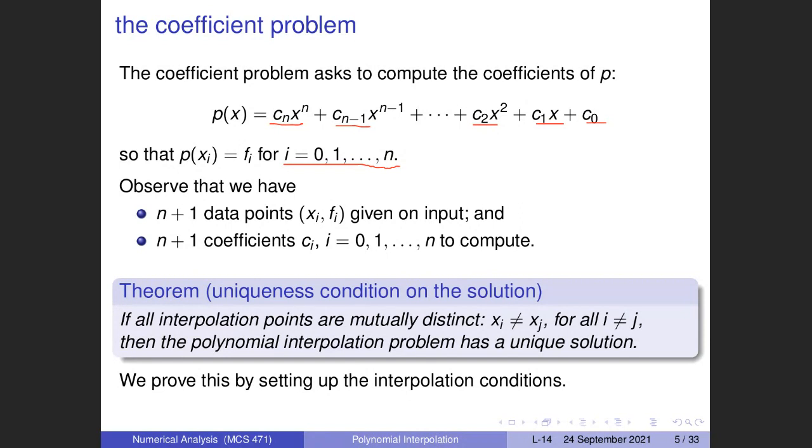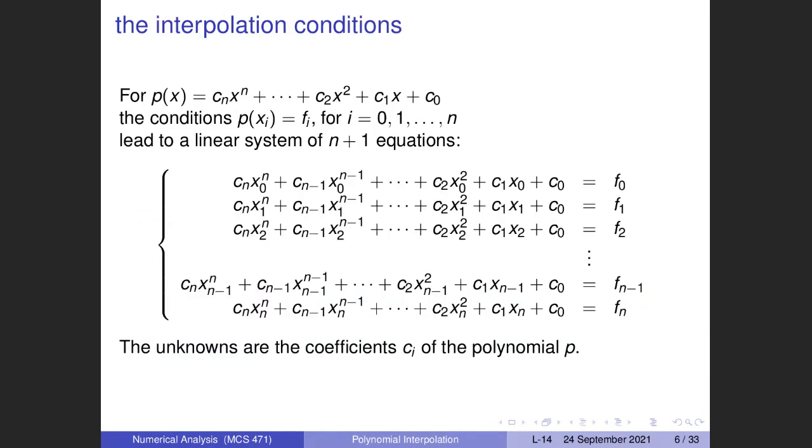And that will essentially give us the first method to solve this problem. Setting up the interpolation conditions will lead to a linear system, and showing that this linear system has a unique solution under the condition will actually prove the theorem. So it's a constructive proof. First step is to set up the interpolation conditions.